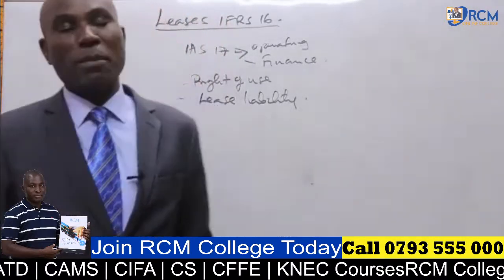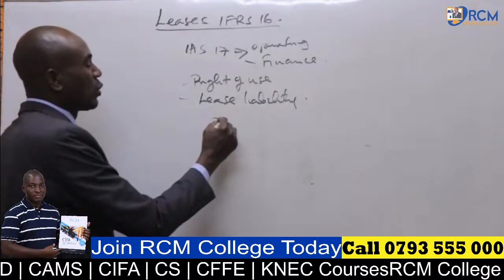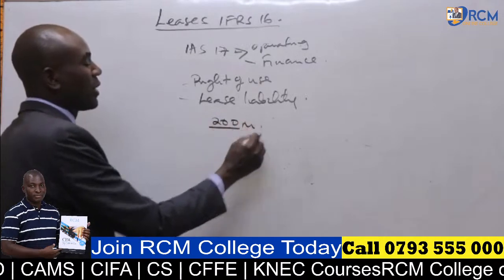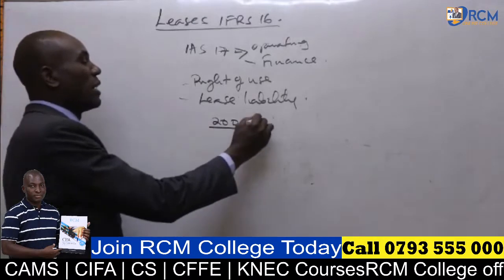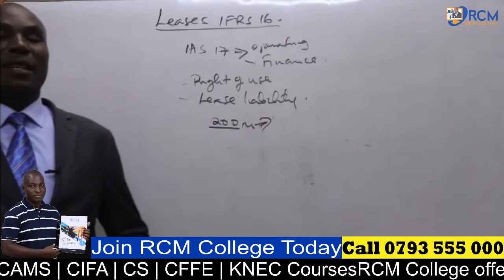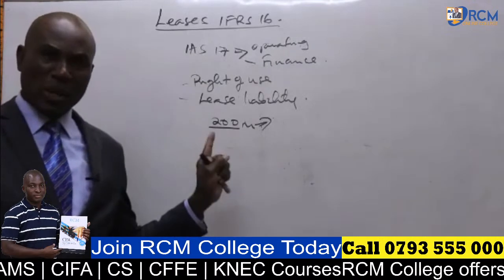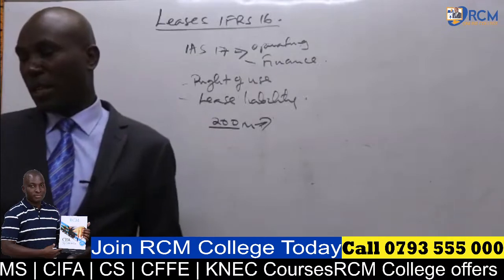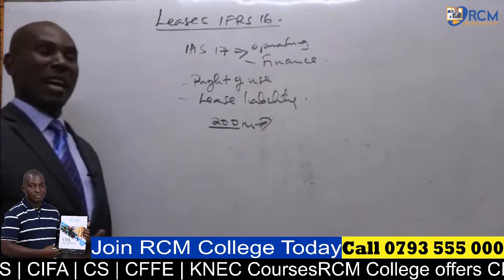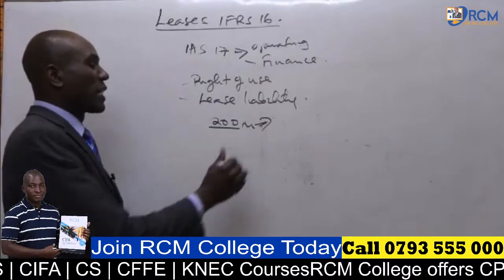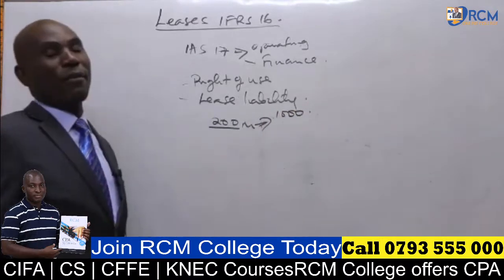I said that, for example, the asset cost to the owner of the asset is 200 million. I, as the lessee, the borrower of the asset, will not recognize 200 million. But what I will do, I will look for the present value of minimum lease payment. For example, I'm paying 1 million annually for 10 years.